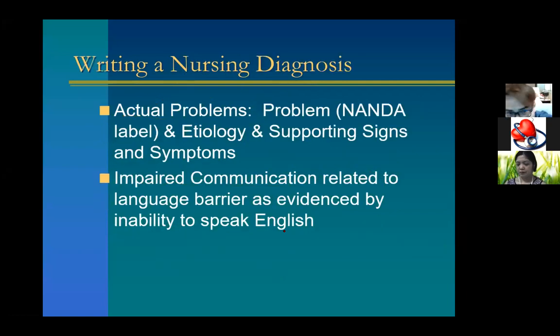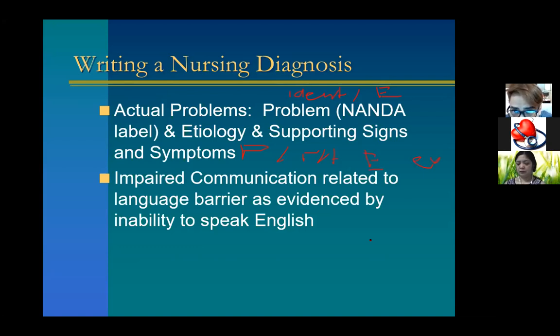So writing a nursing diagnosis. So you have your actual problem. So when you say actual problem, this is your identified problem. Okay? This is your identified problem and the etiology. Okay? So usually problem and then your related factor. Okay? Then you have your etiology and then you have your evidences. Anong evidences? Ito yung signs and symptoms. So let's say for example, hyperthermia related to inflammatory process as manifested by increase in temperature.